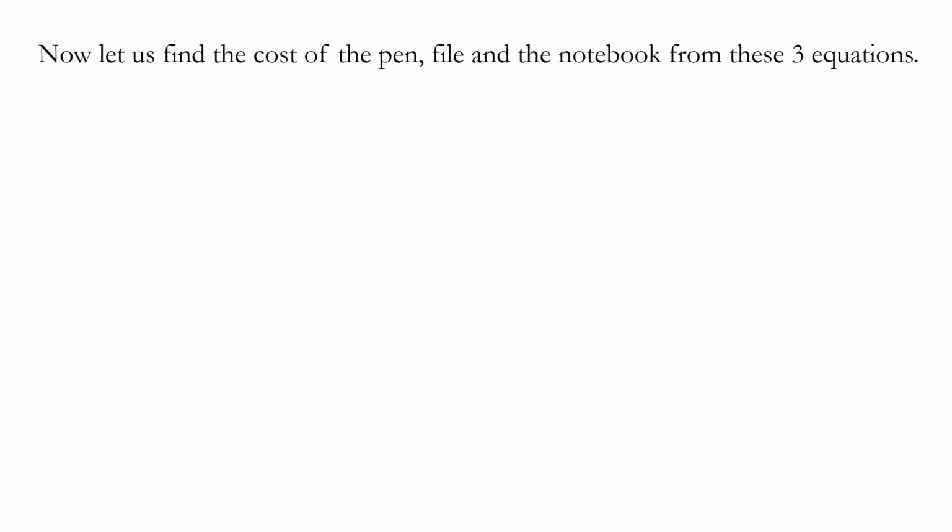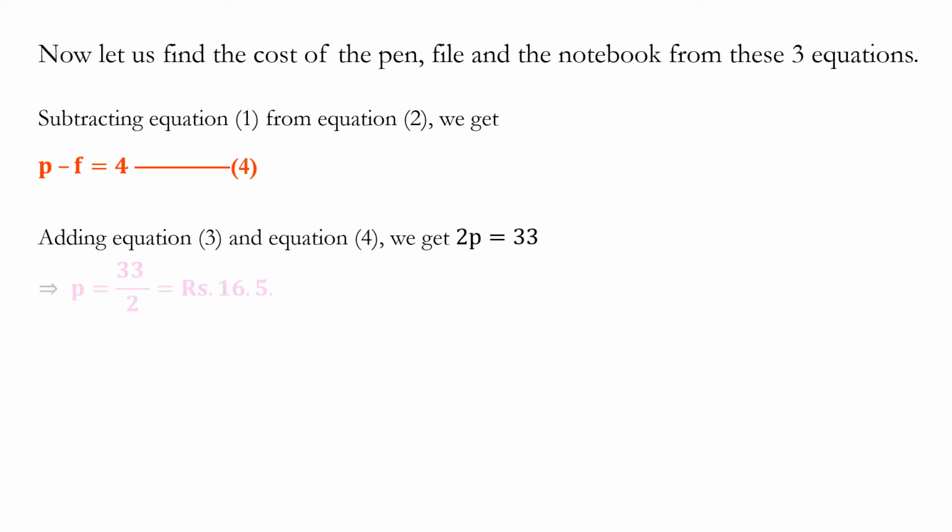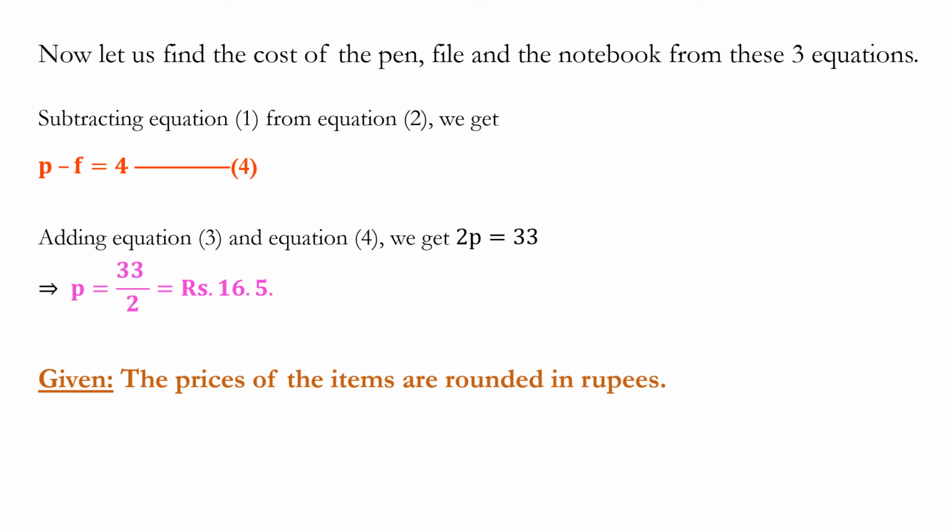Now, let us find the cost of the pen, file and the notebook from these three equations. Subtracting equation 1 from equation 2, we get P minus F equals 4. Let this be equation 4. Adding equations 3 and 4, we get 2P equals 33. This implies that P equals 33 by 2, that is Rs 16.5. Given that the prices of the items are rounded in rupees, thus price of the pen P equals Rs 17.